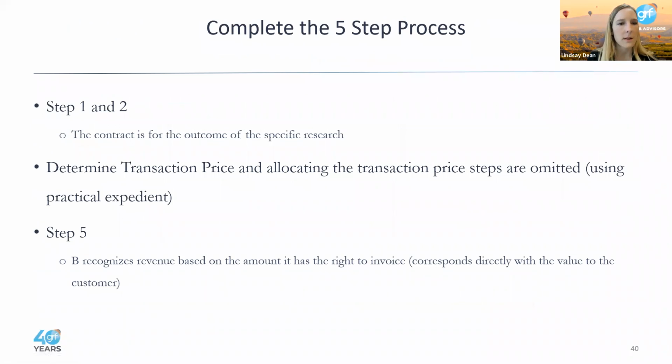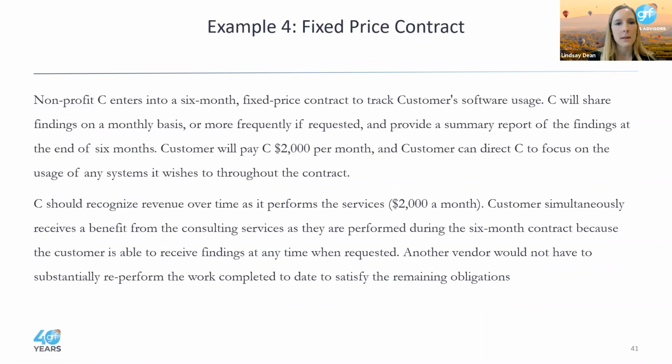So this slide goes again through the five-step process, and you can see the thing that's different here is that they've omitted those two steps based on using that practical expedient, and they're recognizing revenue based on the billable rate and the amount they've incurred through that date.